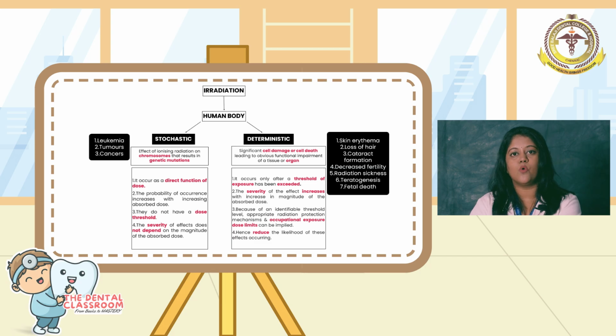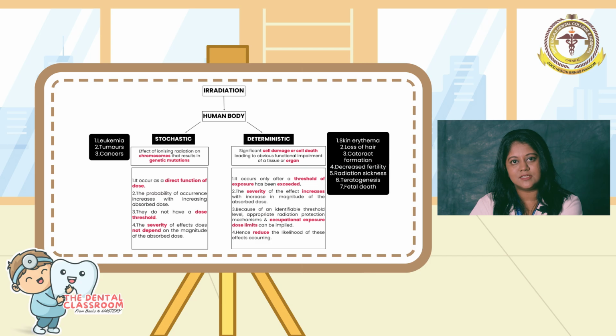Now let's see what is deterministic effect. The deterministic effect occurs due to a significant cell death or cell injury which leads to obvious functional impairment of a tissue or ultimately the organ. So the deterministic effect examples are skin erythema, loss of hair, radiation sickness, decreased fertility, cataract formation, teratogenesis and fetal death.